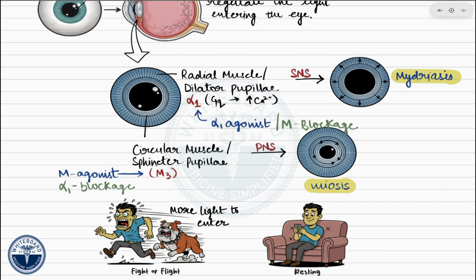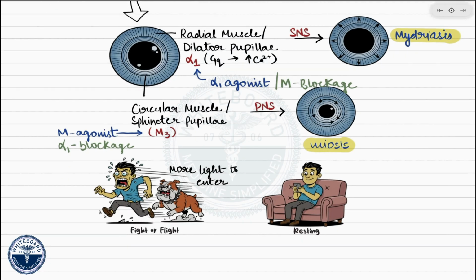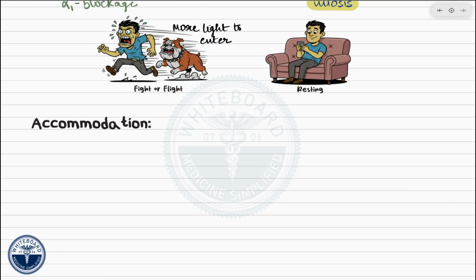If both miosis and mydriasis can be produced by two different autonomic mechanisms, then simply looking at pupil size may not be enough to identify the underlying cause. Therefore, if we want to distinguish between miosis caused by an M3 agonist or by an alpha-1 blocker, or between mydriasis caused by an alpha-1 agonist or by an M3 blocker, we need to look for another clue. Fortunately, there is another ocular function that can help us make this distinction, and that function is accommodation.